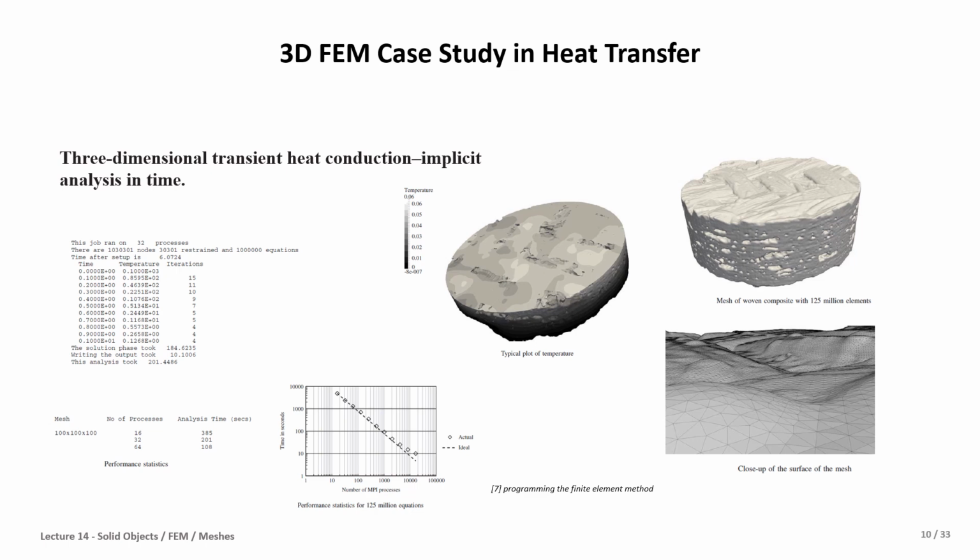Here, with meshes 100, 100, 100, changing the number of processors from 16 to 64, the analysis time goes from 385 to 101 and 108 seconds. And here it's presenting, with the number of processors, how the time is reduced effectively. And the solution, of course, has a very good result, close to the ideal one.